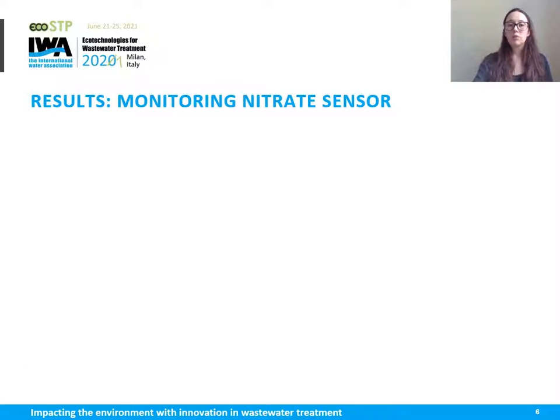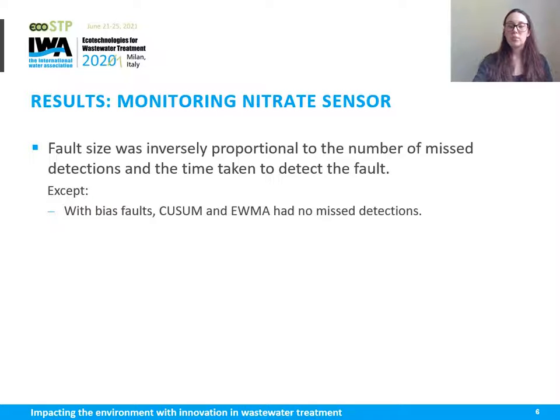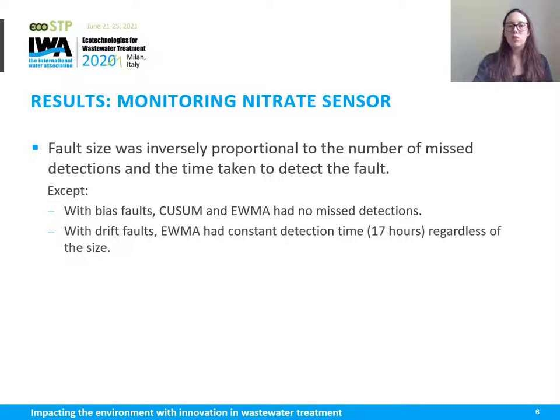There were three main results when considering monitoring the nitrate sensor. Firstly, as the fault size increased, it was easier to detect the faults. Except for with the bias faults, where the cumulative sum and exponentially weighted moving average methods could detect all the faults, and with the drift faults, where the exponentially weighted moving average method had a constant detection time.